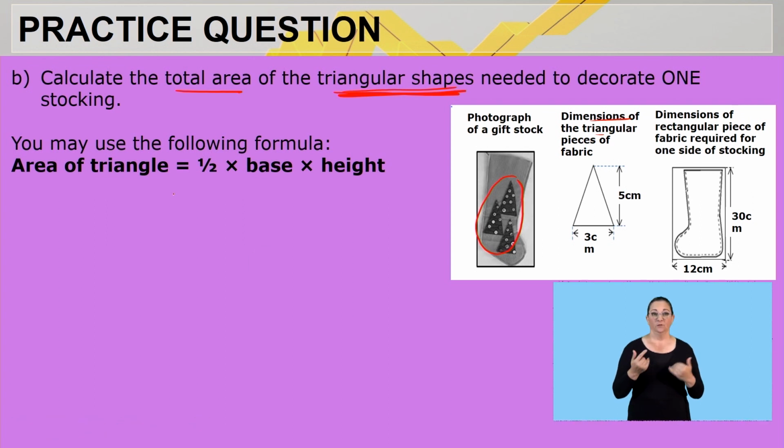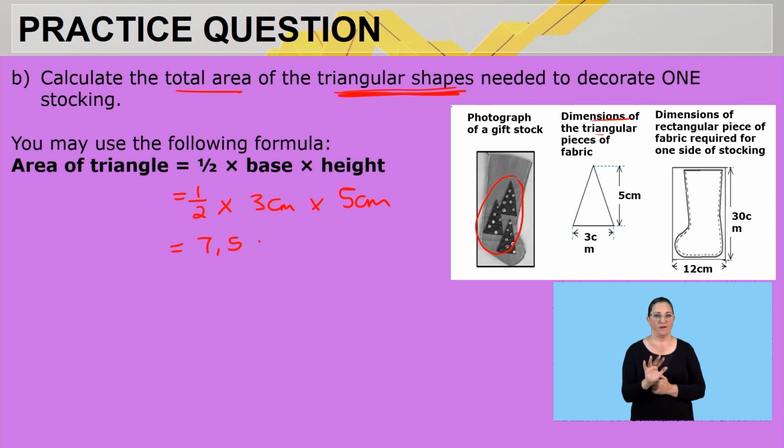So let's quickly start. We are saying here, it's half, multiplied by our base of 3 centimeters, multiplied by our height of 5 centimeters. So that will give us, if you look at it, 3 times 5 is 15. Half of 15 is 7.5. Let's check that. So 0.5 multiplied by 3 multiplied by 5. Indeed, it is 7.5, and this now will be centimeters squared.